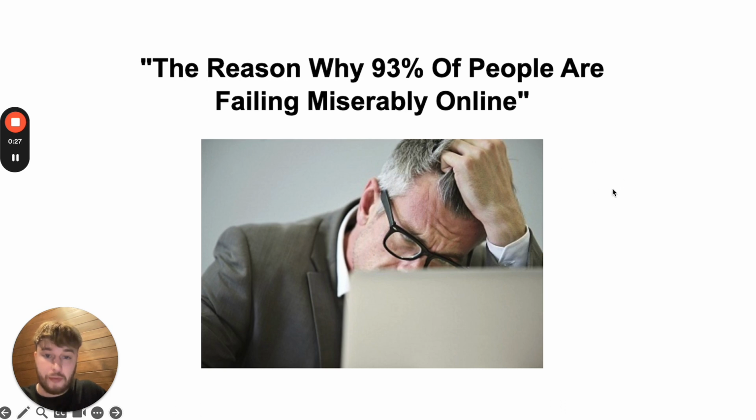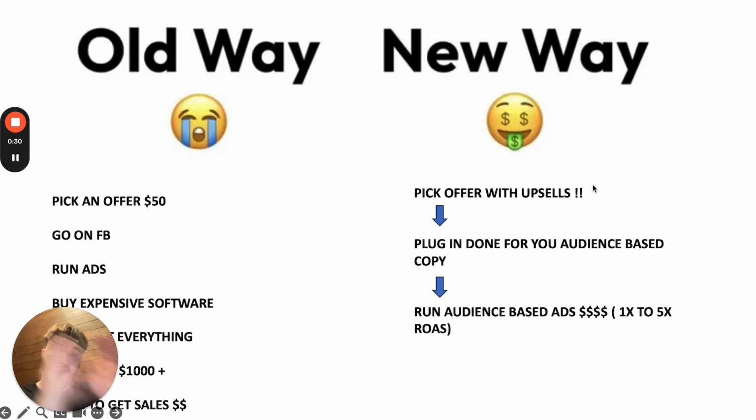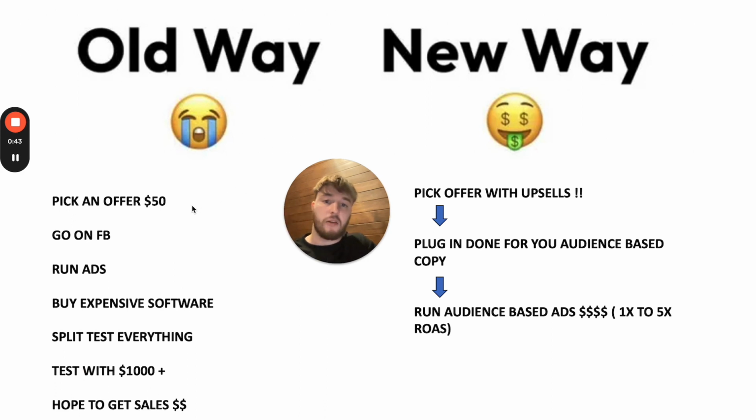Now, as you can see here, we have the old way of doing things and the new way of doing affiliate marketing. So what was the old way? If you bought any courses from all these gurus on Clickbank, you should know the old way from 1 or 2 years ago: pick an offer for $50, search it by gravity, then go on Facebook ads, run those ads, buy expensive software for tracking, doing all this split testing: split test Facebook ad, split test landing page, split test ad copy, split test headlines. You don't even know what is left to split.